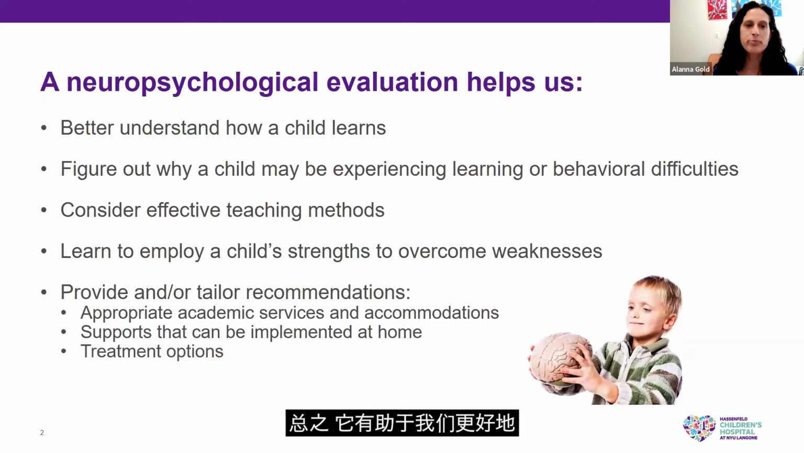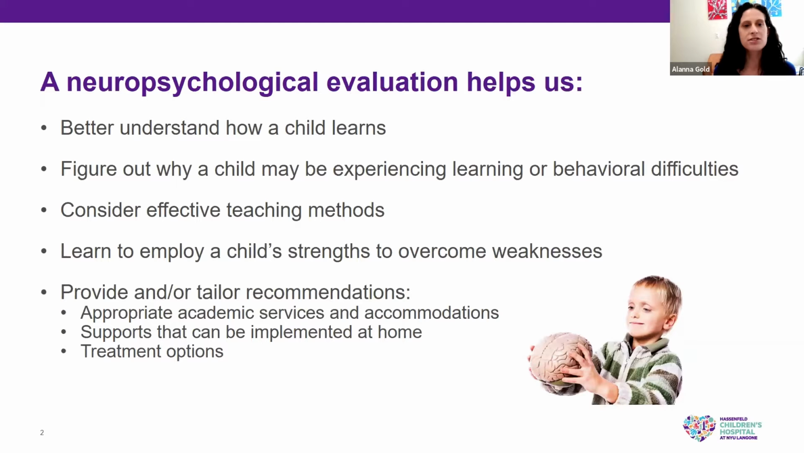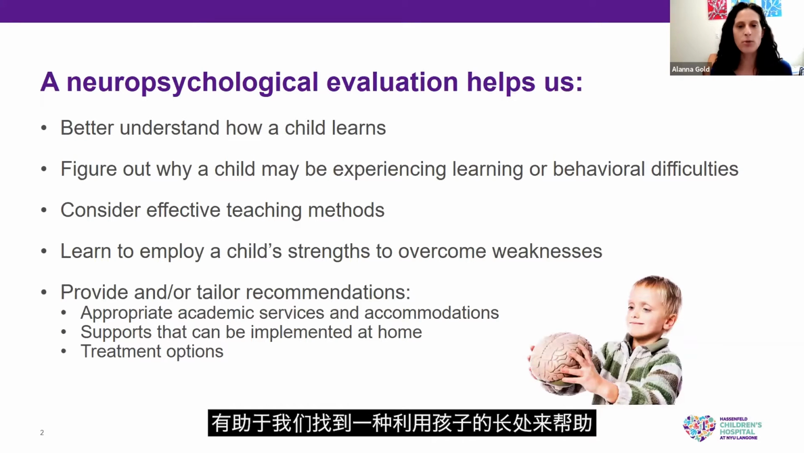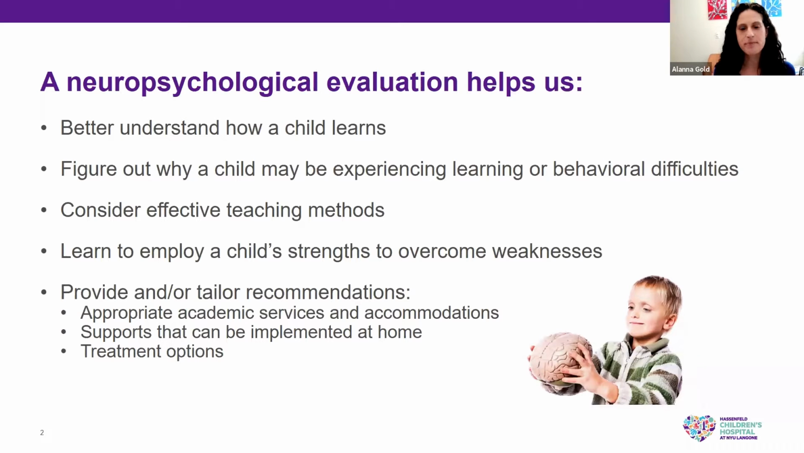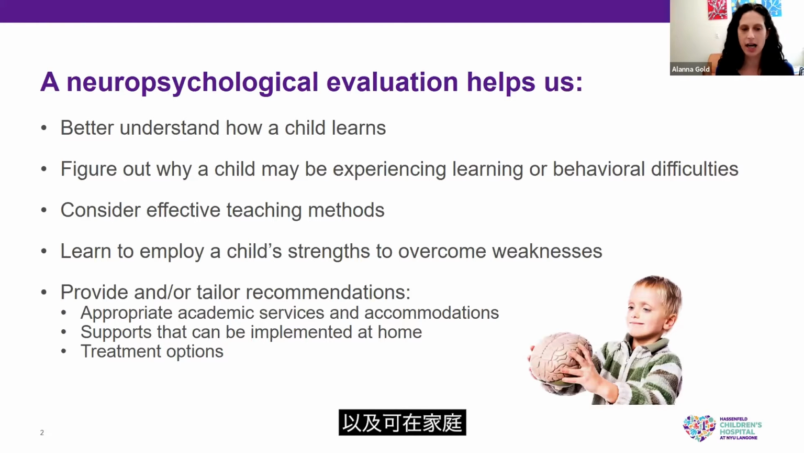Overall, it helps us to better understand how a child learns, helps clarify why a child may be experiencing learning or behavioral difficulties. It helps us to consider effective teaching methods for that particular child and to figure out a way to use a child's strengths to help overcome their challenges or weaknesses. A neuropsychological evaluation also helps provide appropriate recommendations for educational placement and academic services and accommodations, as well as supports and interventions that can be implemented at home and outside of school.